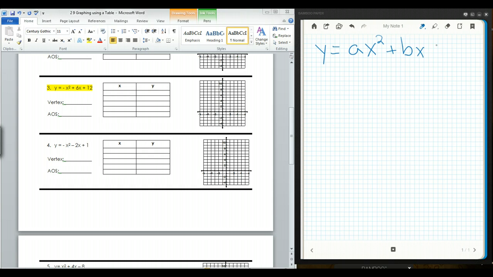As a reminder, when we're talking about a, b, and c, we're still talking about y equals ax squared plus bx plus c. That is your standard form for your quadratic. You should always just start off with all these, labeling what a is, what b is, and what c is.